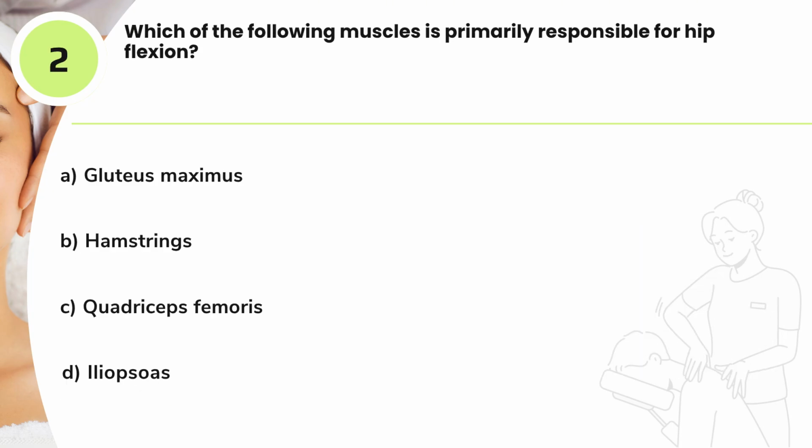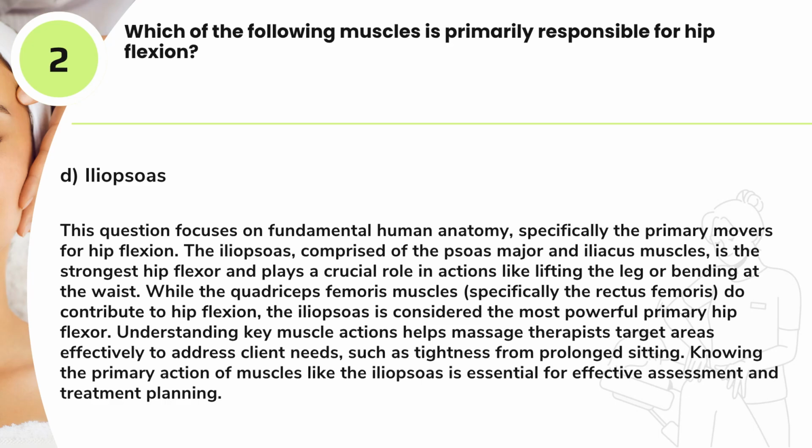Question 2. Which of the following muscles is primarily responsible for hip flexion? A. Gluteus maximus. B. Hamstrings. C. Quadriceps femoris. D. Iliopsoas. Answer: D. Iliopsoas. This question focuses on fundamental human anatomy, specifically the primary movers for hip flexion.